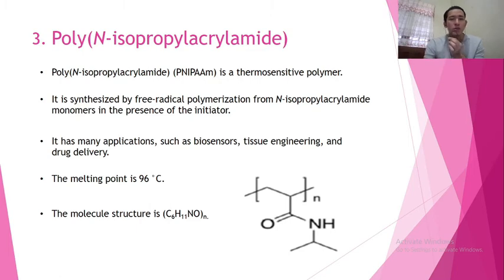So the melting point is 96 degrees Celsius. If you can see, the number of carbon here is 6. Yes, there are 6 carbons here.